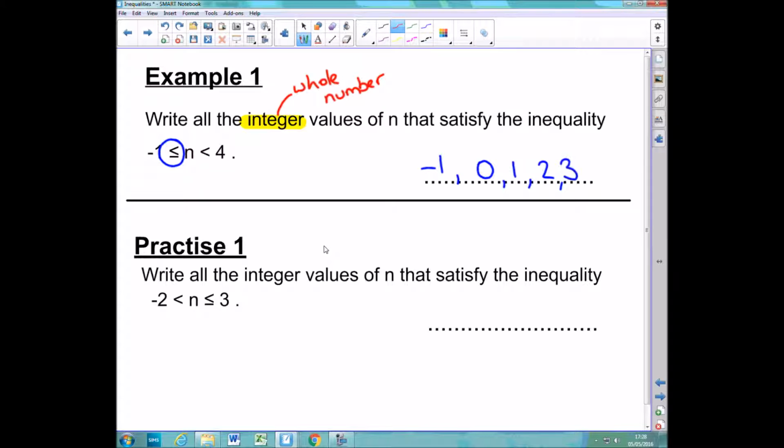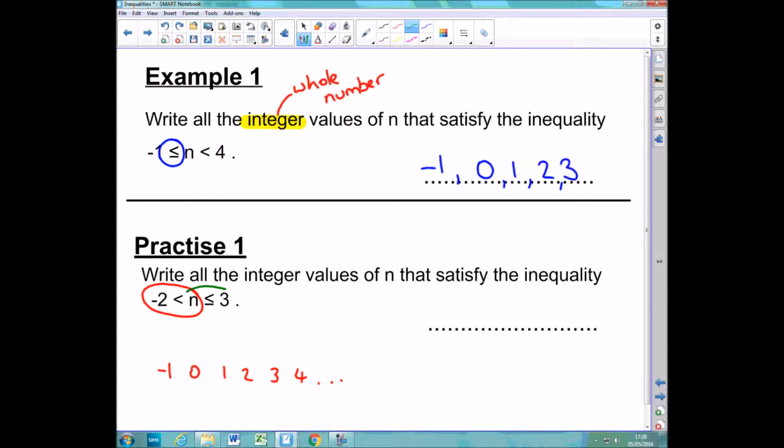Okay, so hopefully you've had a go at this question here. So first off, the first inequality that we've got to deal with is this n being greater than -2. So that means I can have -1, 0, 1, 2, 3, 4, etc., etc. I could keep going.